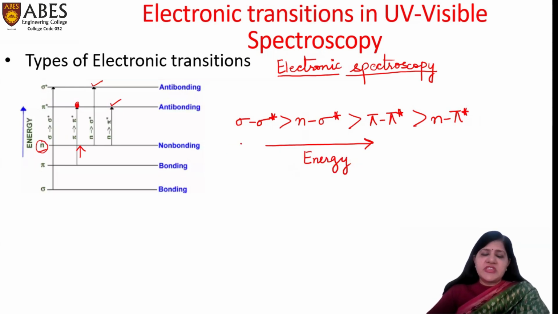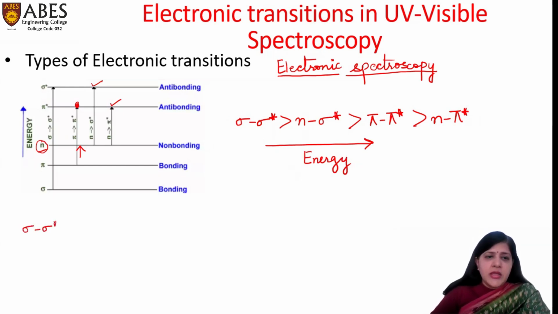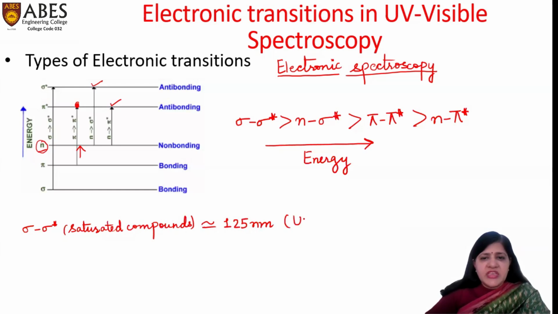So basically, sigma to sigma antibonding transition is a very high energy transition, and usually these transitions are exhibited by saturated compounds or saturated hydrocarbons, and they fall in the range of around 125 nanometer, and this is basically the UV region.